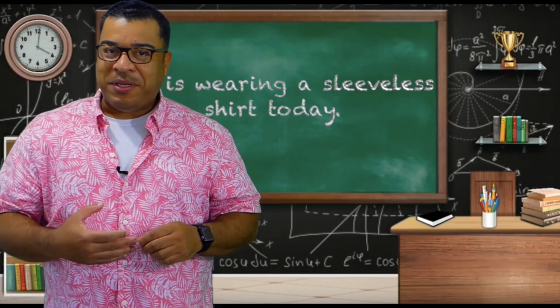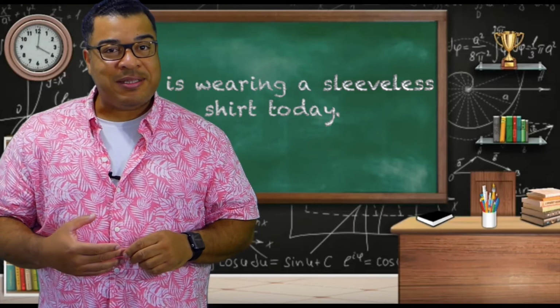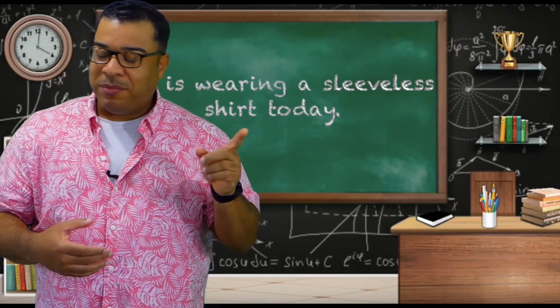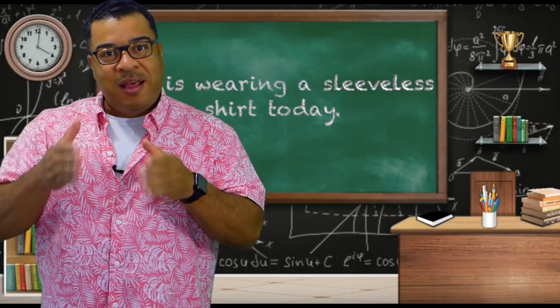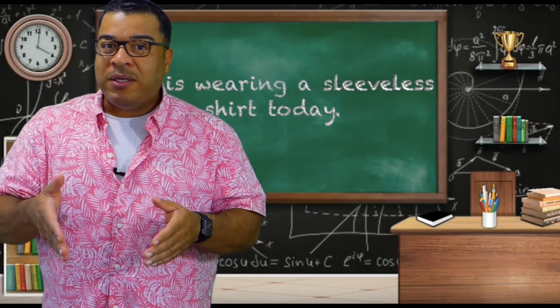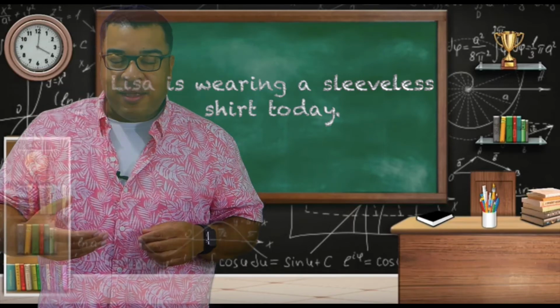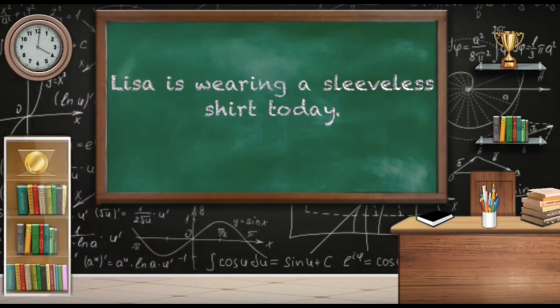This might be a little bit easy because there's only one noun in this sentence. Remember, Lisa is a proper noun. Lisa is not a noun. The noun of this sentence would be shirt. So what kind of shirt is Lisa wearing? Again, if I close my eyes and you describe, you're trying to give me an image of what kind of shirt Lisa is wearing. Okay?